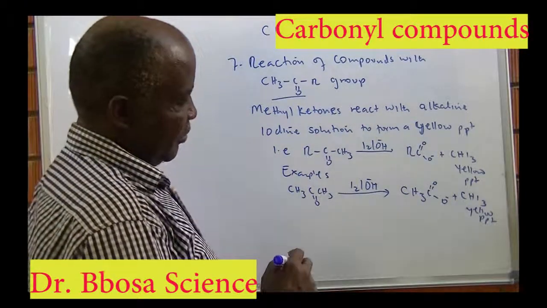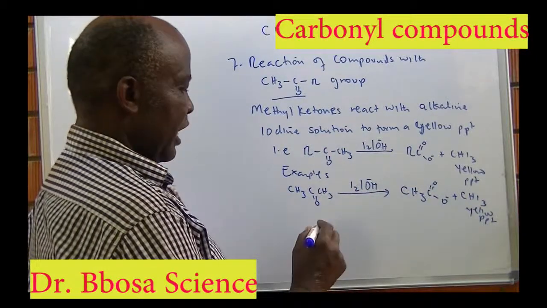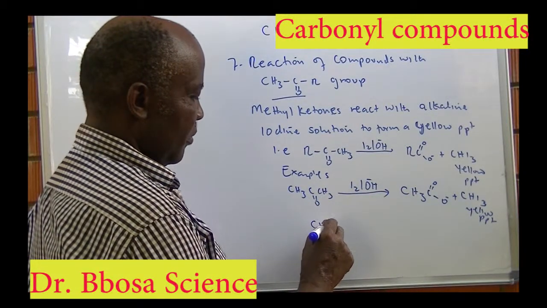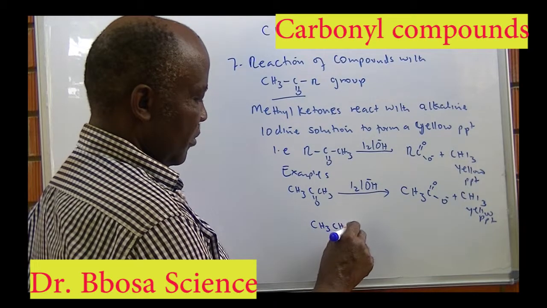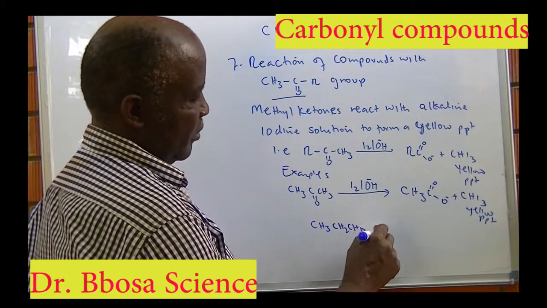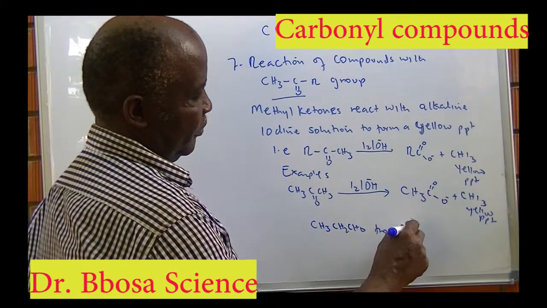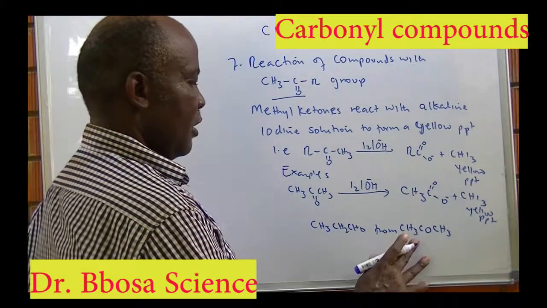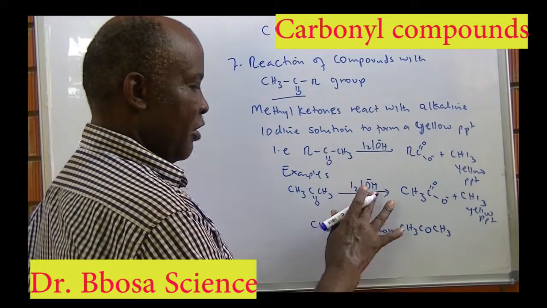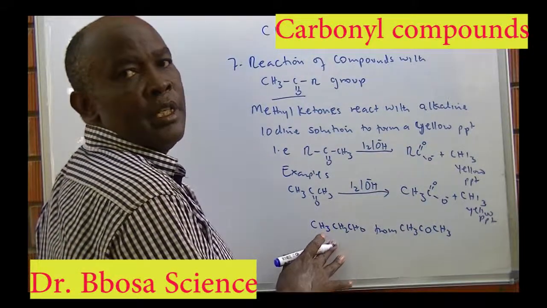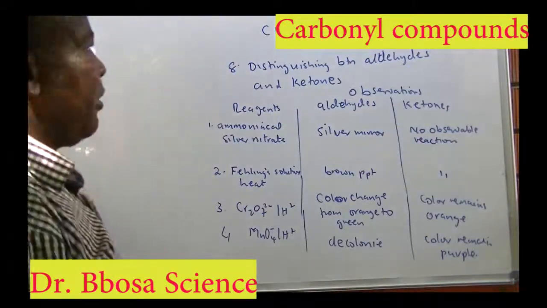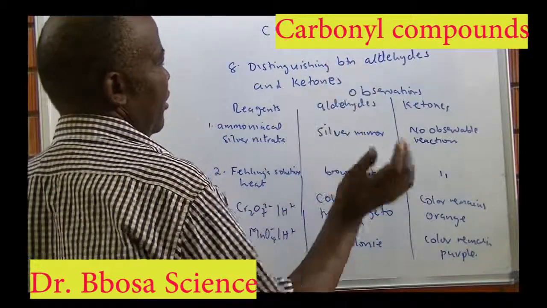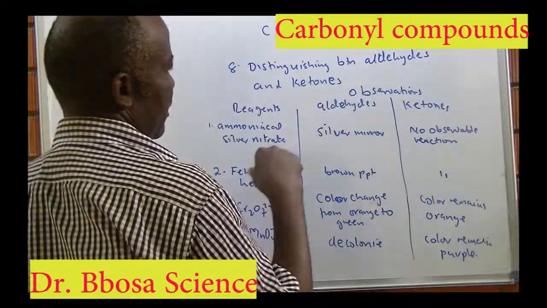For example, iodine and sodium hydroxide can be used to distinguish this from this. This one will form a yellow precipitate with iodine and sodium hydroxide. This one will not. Distinguishing between aldehydes and ketones, reagent and observation.